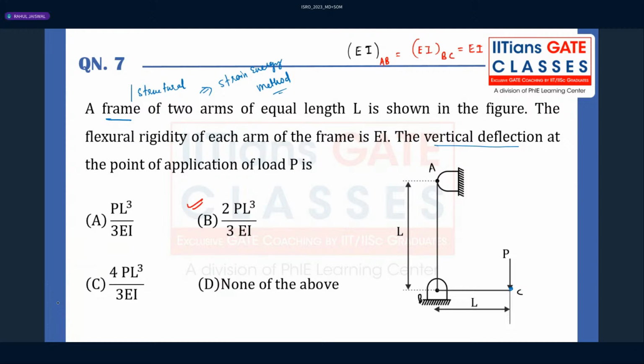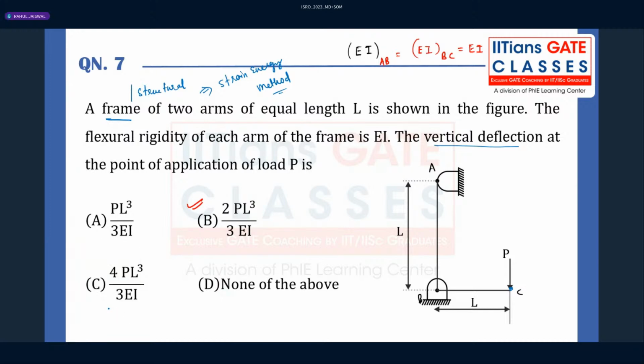Again, there is one more method called the superposition method. But if I tell you that method, many of the candidates will not be able to understand, right? So simply leave that, keep it very simple and try to solve by this particular method only. That is the strain energy method.